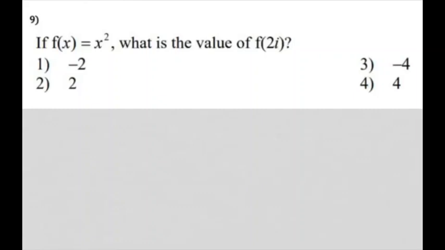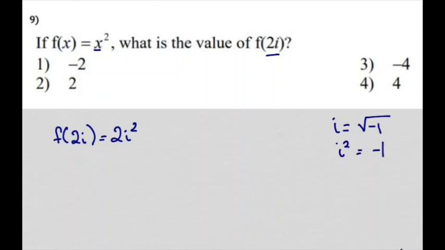If f of x equals x squared, what is the value of f of 2i? i equals the square root of -1, and i squared is equal to -1. Here we will write the equation again, but this time we will replace x by 2i.